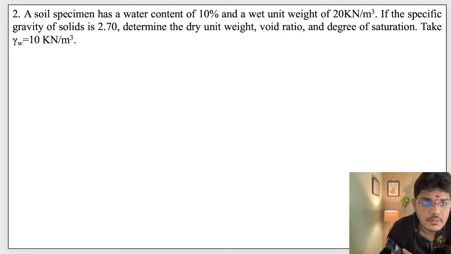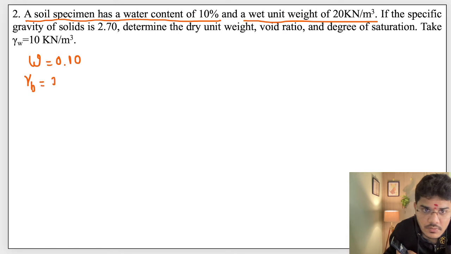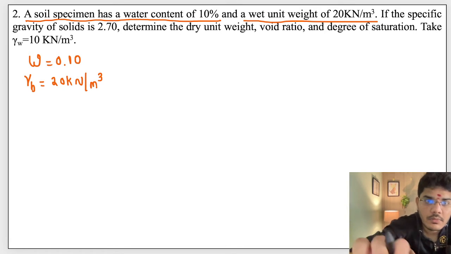Just carefully observe what is given in the problem. A soil specimen has a water content of 10%, that means water content is 0.10, and a wet unit weight of 20 kilonewton per meter cube. Wet unit weight means gamma B. Gamma B is equal to 20 kilonewton per meter cube.